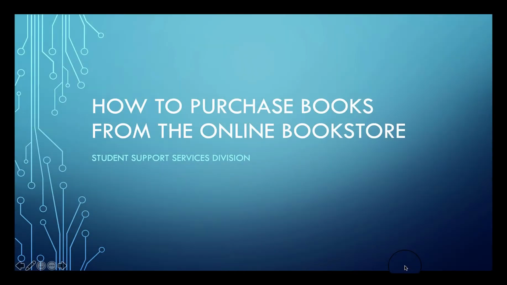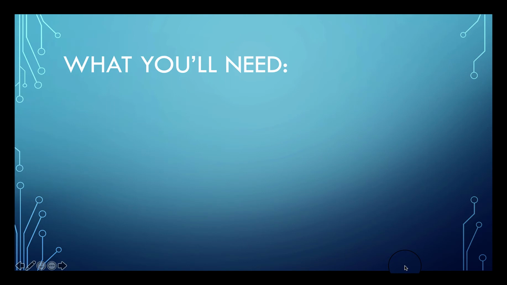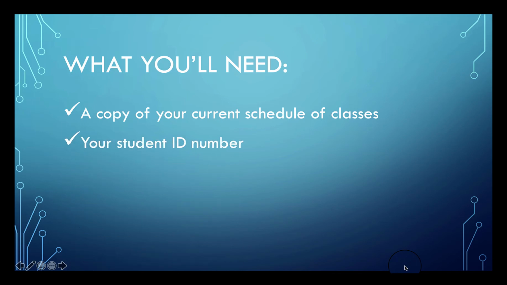going to learn how to purchase books from the online bookstore. But first, let's go over what you'll need. A copy of your current schedule of classes, which you can find on your My Gateway student portal, your student ID, and your class syllabi. This is optional, but it is nice to have your syllabus next to you so you can compare what's on your syllabus to what's on the bookstore website.